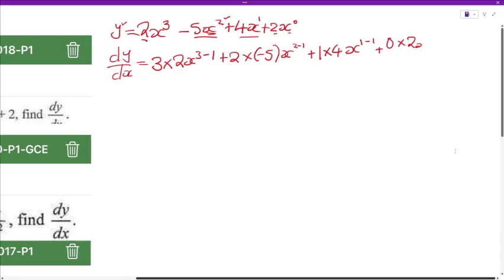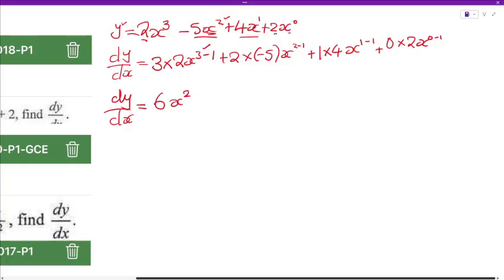What do you get? x to the power 0 minus 1. Remember, you're taking away a 1 from every single power. Once you've done that, you start simplifying. So dy over dx will be equal to 3 times 2, which gives us a 6, x to the power 3 minus 1, which gives us a 2.